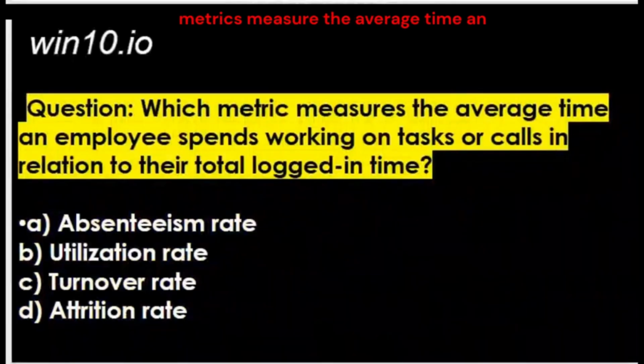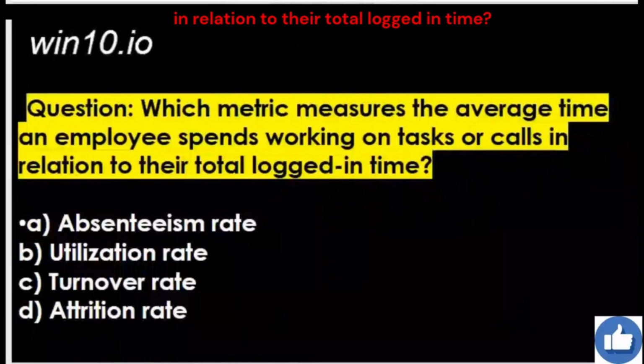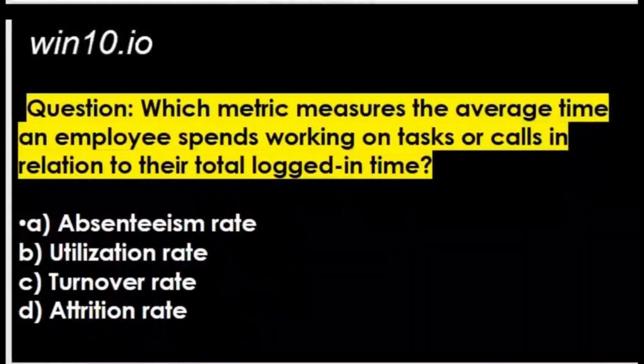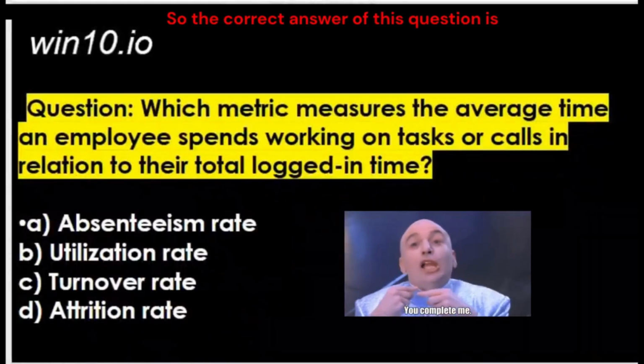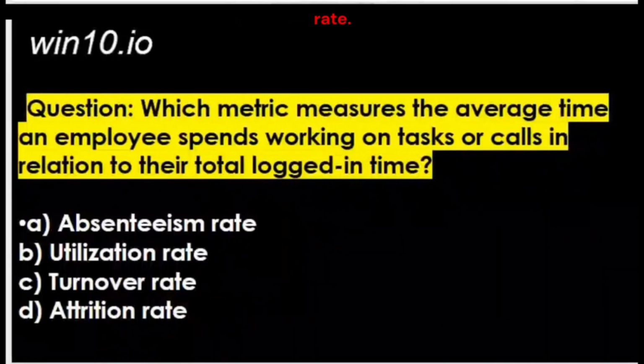Which metric measures the average time an employee spends working on tasks or calls in relation to their total logged in time? Your options are A. Absenteeism rate, B. Utilization rate, C. Turnover rate, D. Attrition rate. So the correct answer to this question is option B, which is utilization rate.